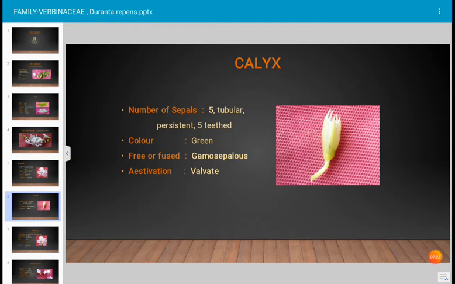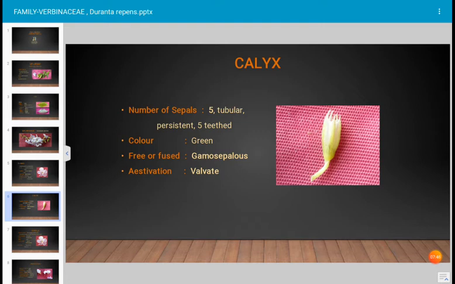They remain permanently even after formation of the fruit. If the sepals remain at the basal region of the fruit, that is the persistent calyx. Okay, calyx is persistent. It is 5-tipped. The color of the calyx in Duranta repens flower is green. Green colored calyx is there.